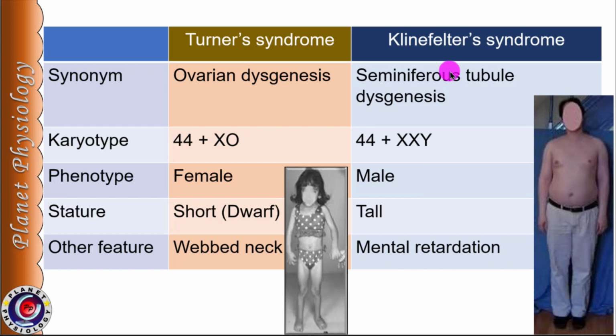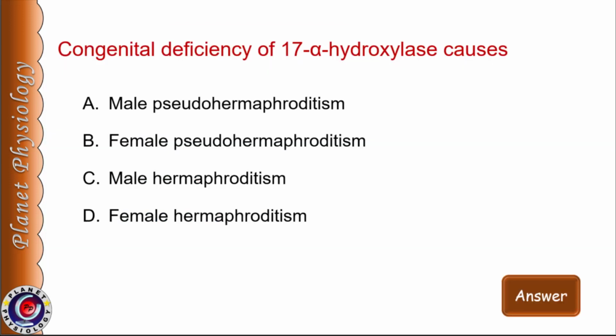Another common sex chromosomal abnormality is Klinefelter syndrome. Here is a table differentiating it from Turner syndrome. You can pause the video and go through it. Next question from the same topic.